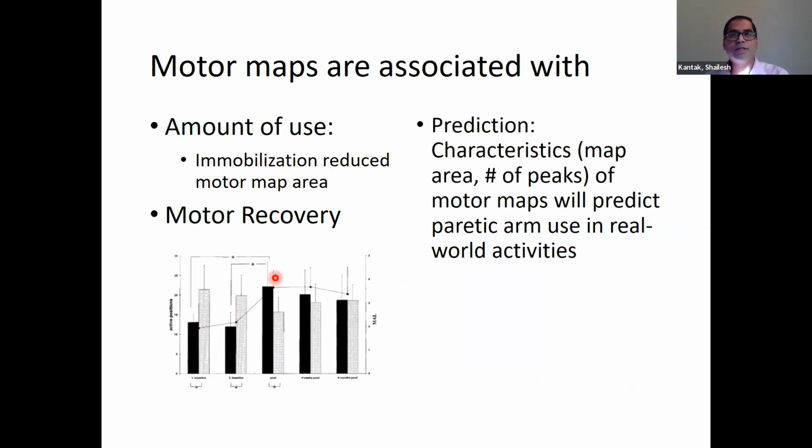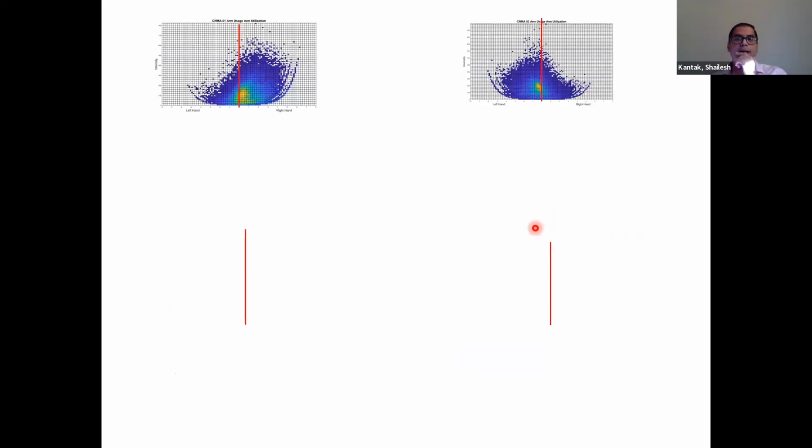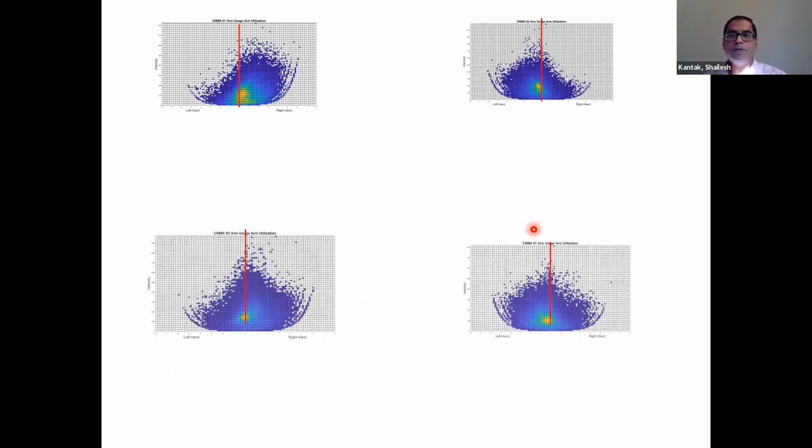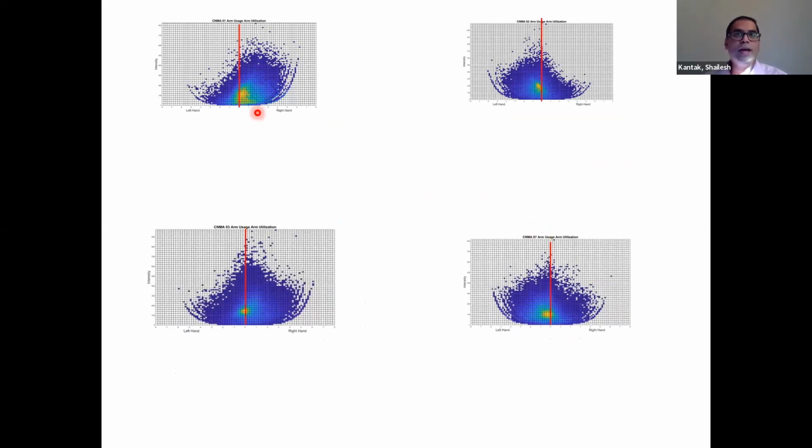So our prediction was that the characteristics of maps, either the map area or number of peaks, will predict paretic arm use in real world life. Okay, so what I'm showing you here is 4 representative participants with stroke, out of 5 that we've collected so far.